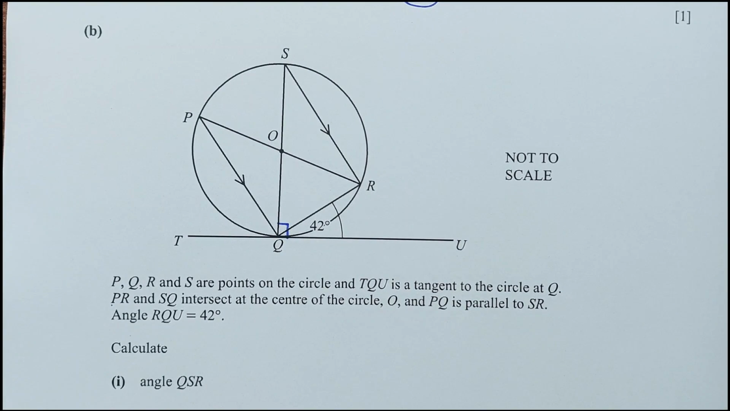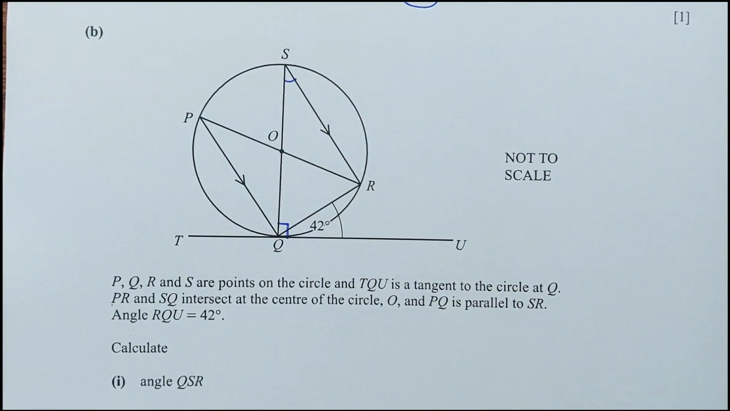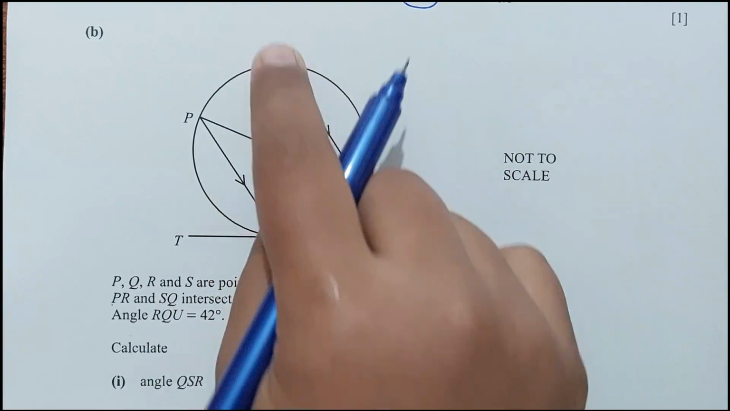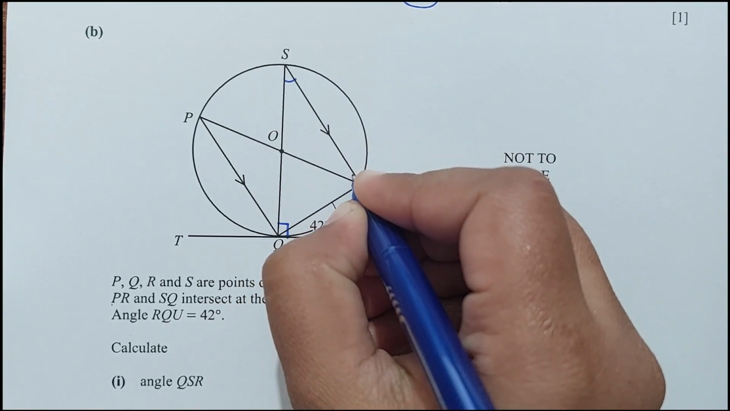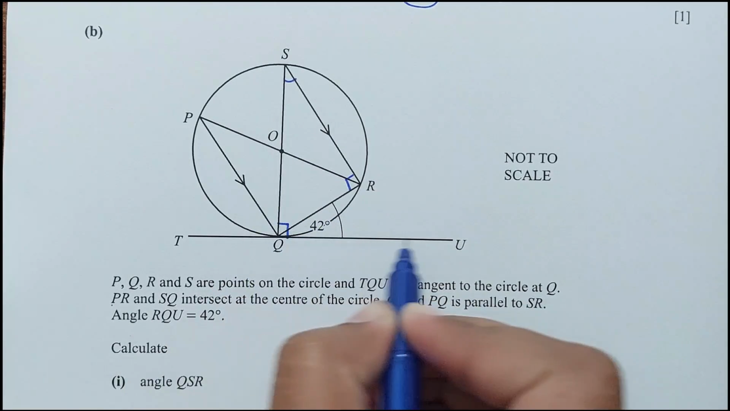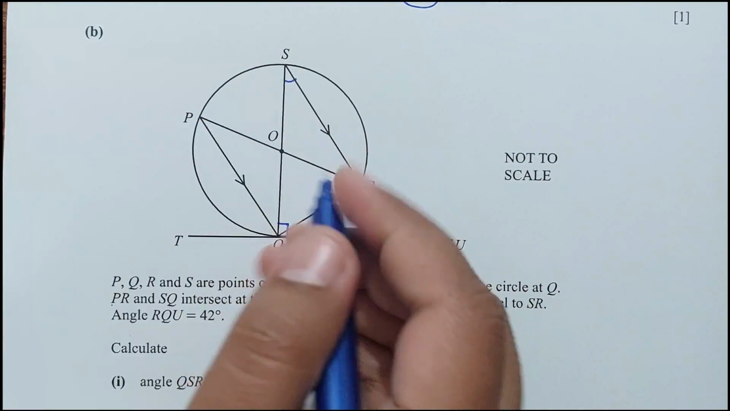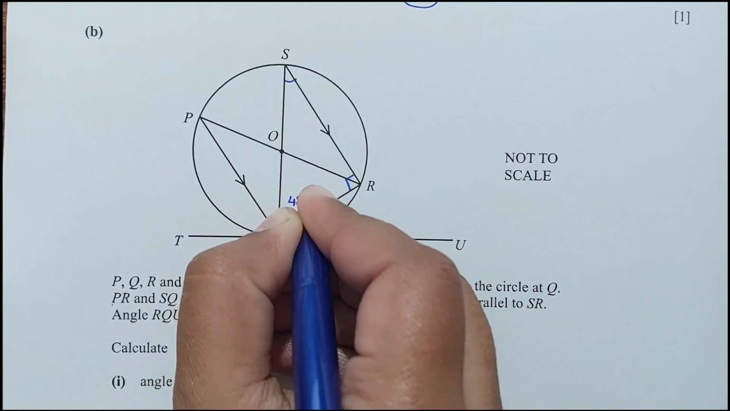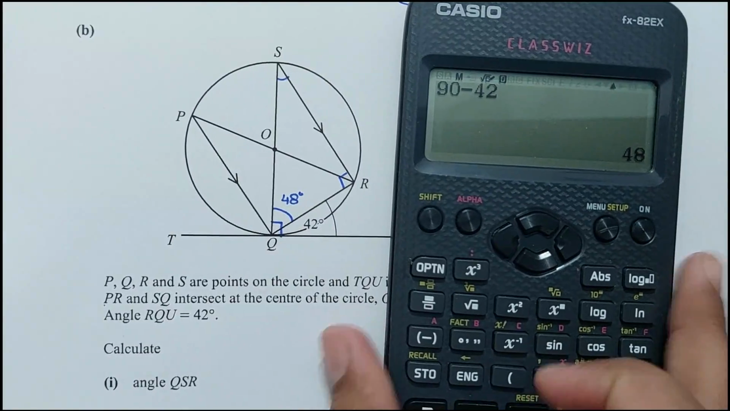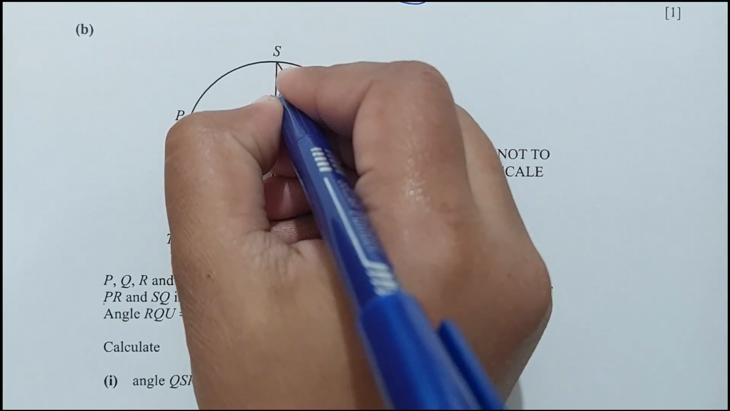Now calculate number 1, angle QSR. We have Q, S and R. This angle we have to solve. We know that a triangle over the diameter is a right-angled triangle. This is a 90-degree angle, and this straight line is 90. What is this angle? 90 subtract 42, 48. The inner one is 48, because the whole is 90, so 48 plus 42 makes 90. So we find angle S by doing 180 minus 90 minus 48. This is 42 degrees. So S is 42.